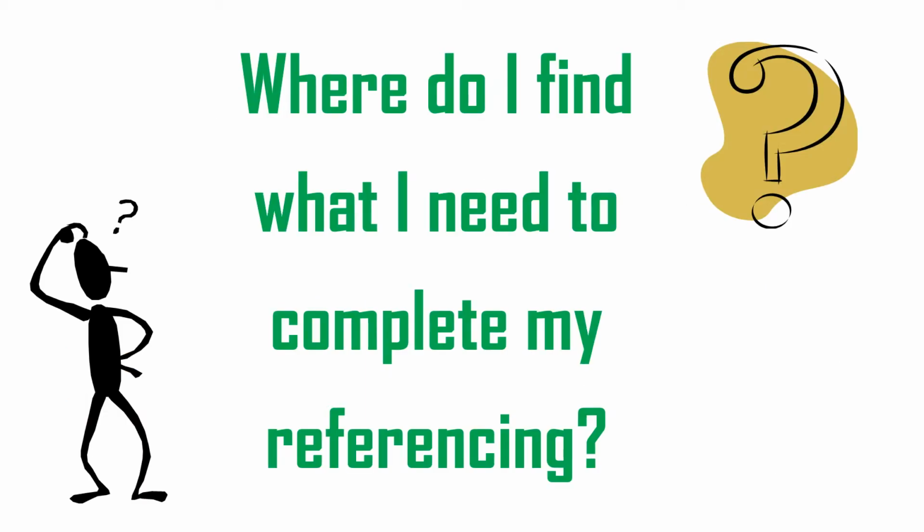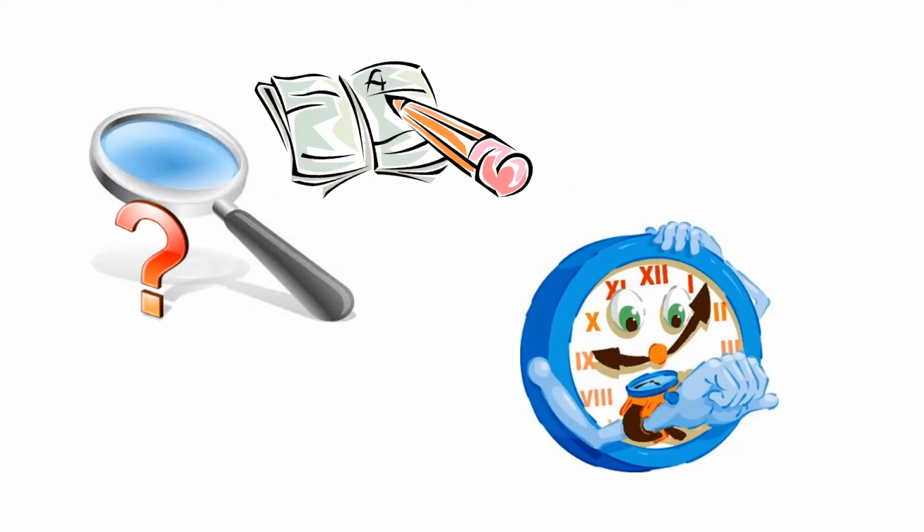So where do you find the information you need to create your citations and complete your reference list? When you are preparing ideas for your assignment, it is essential to keep an accurate record of the sources you have used. This is especially so when you make a photocopy.